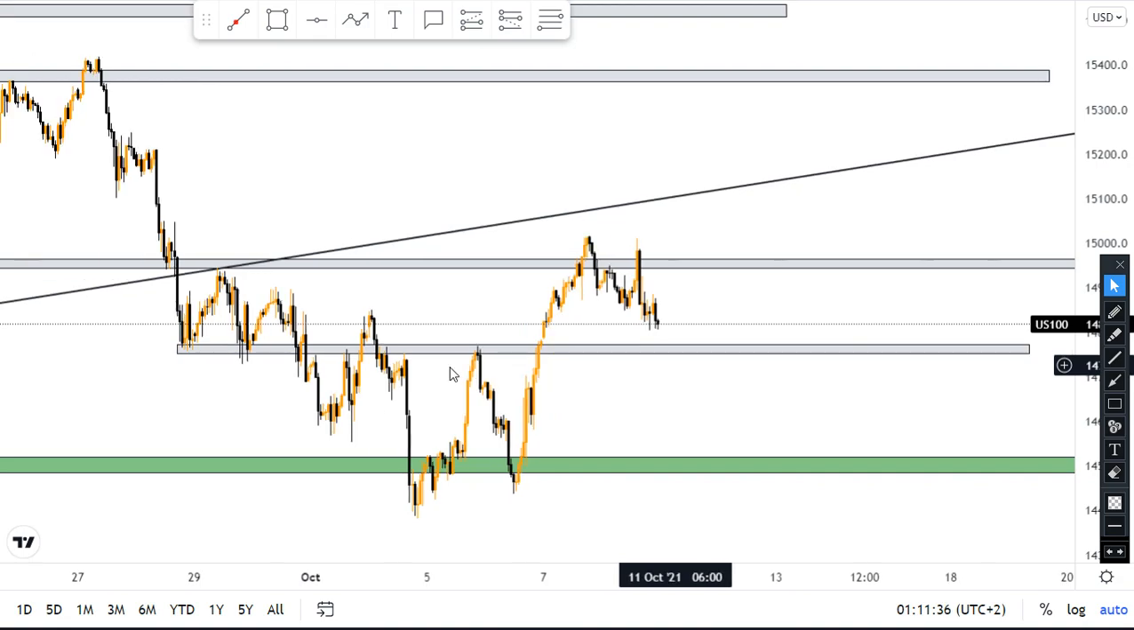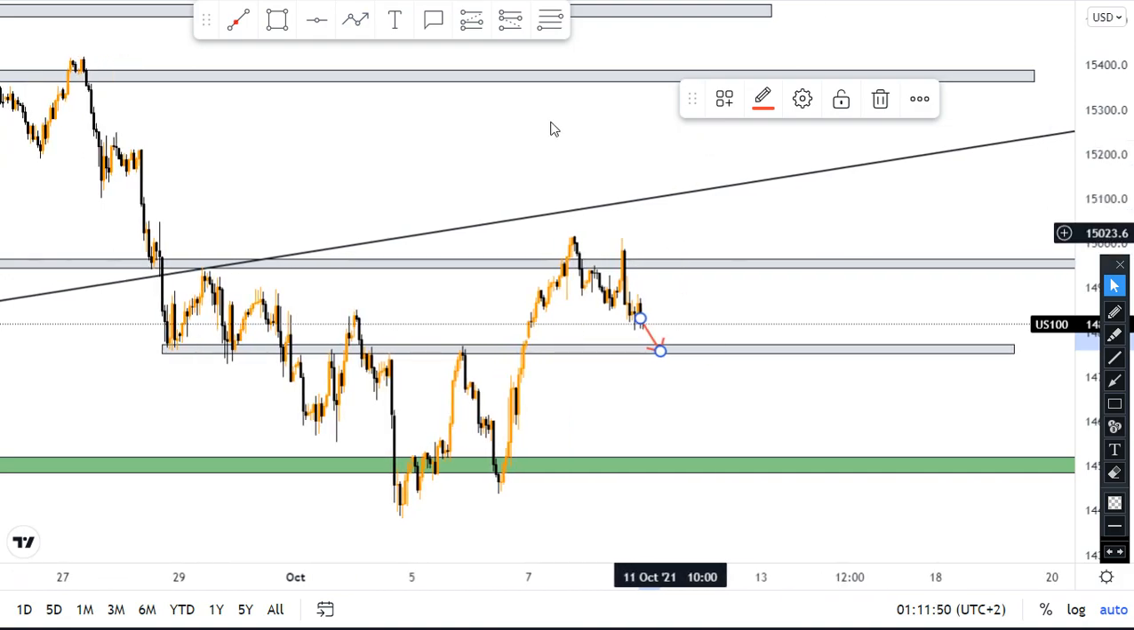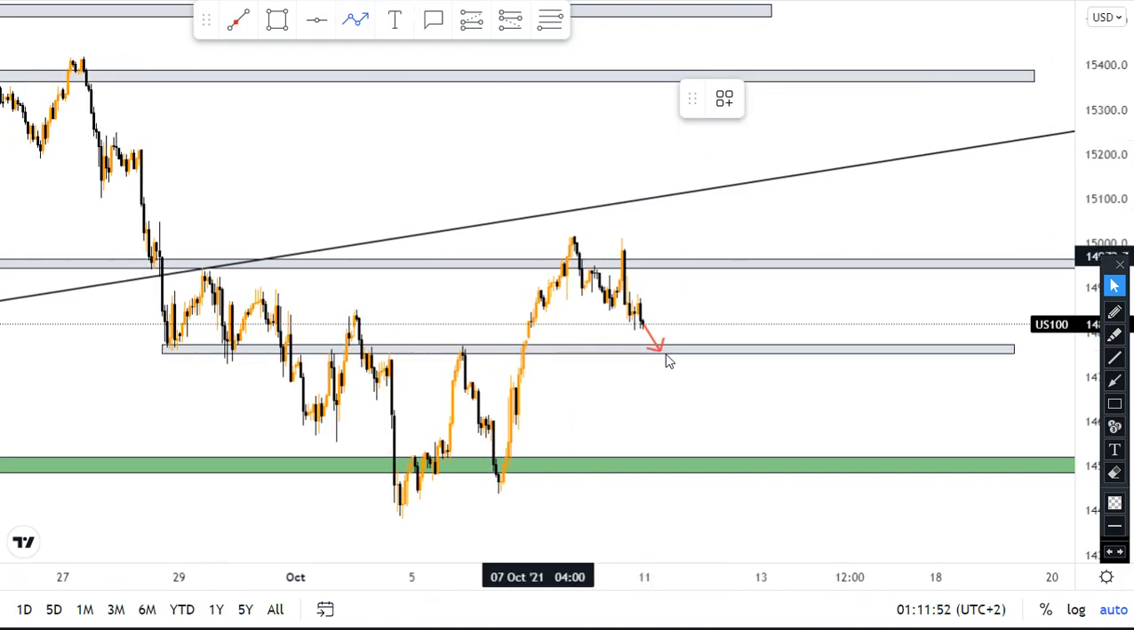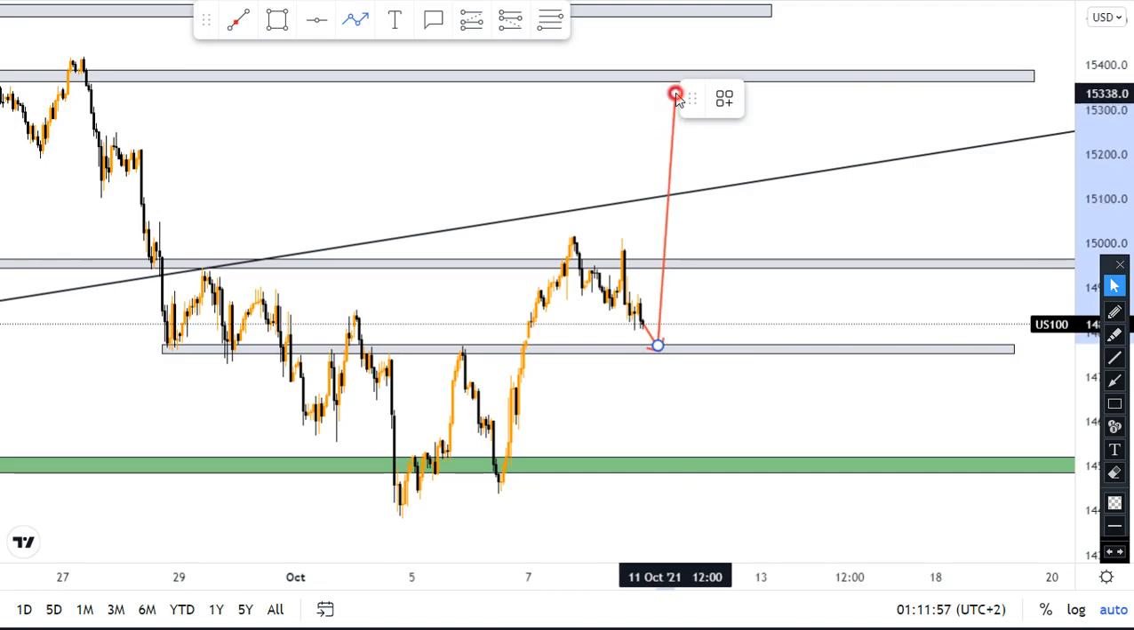But look at what it did. This was the low that we had, and in that low it came, it couldn't break that low, and instead it broke the high, the last high. So my predictions on Nasdaq are pretty much this. You can expect this type of thing, a continuation to the upside.